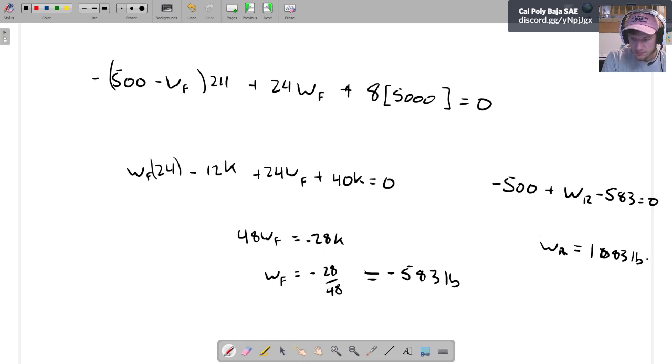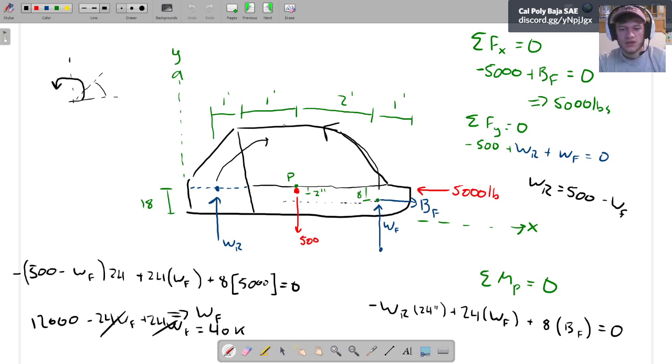1,083 pounds. So we think about that, right? If we're hitting a wall head on, and we're assuming that our brakes are equally stopping us in that direction, well, it makes sense that we'd have to be pushing down on this car. We'd have to be pushing it, like driving it into the ground, into those rear wheels.